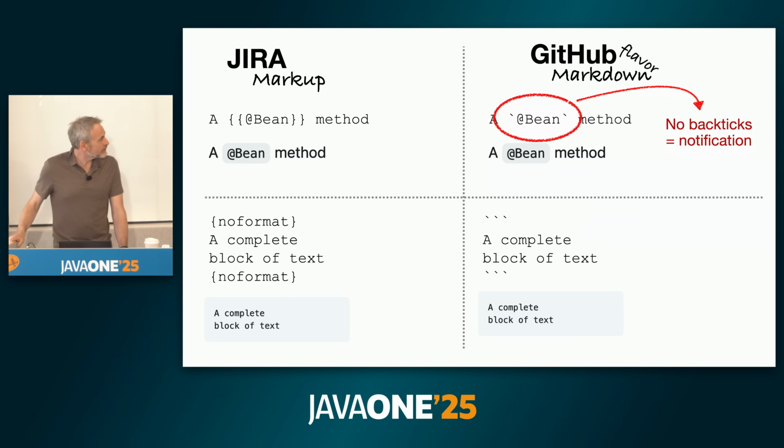So Java, in their infinite wisdom, decided to use the @ symbol as annotations, and Spring's very big on annotations. GitHub, in their wisdom, decided to use the @ symbol as meaning email the person that belongs to this account and tell them about this issue. So if you don't put backticks around annotations, what you're doing is sending a notification to the user Bean, who does actually exist in GitHub and has probably been getting emails since 2014.